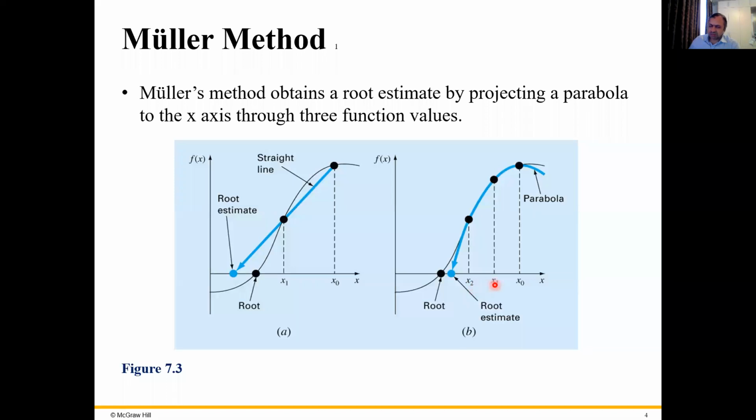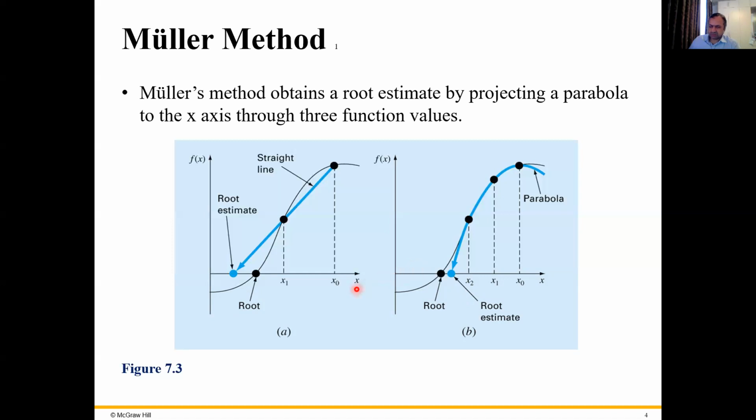Based on these 3 points, we will estimate the fourth point that we will call x3. And that fourth point will be the improved estimate for the curve. This process will be repeated until we get a reasonable degree of estimate, and we get closer and closer to the curve.